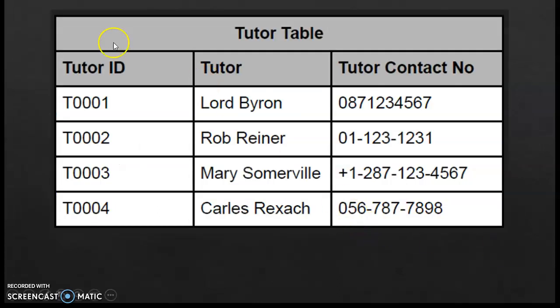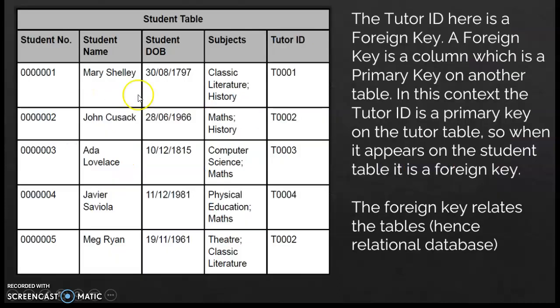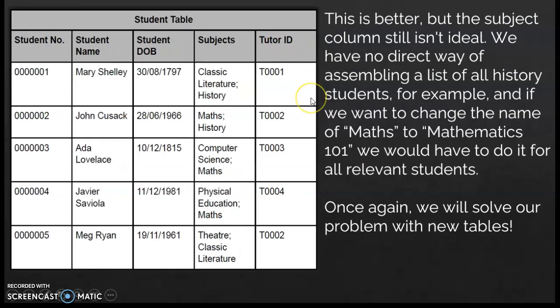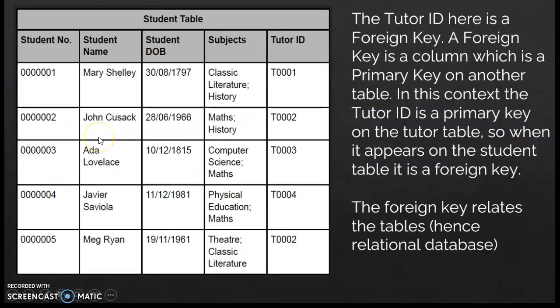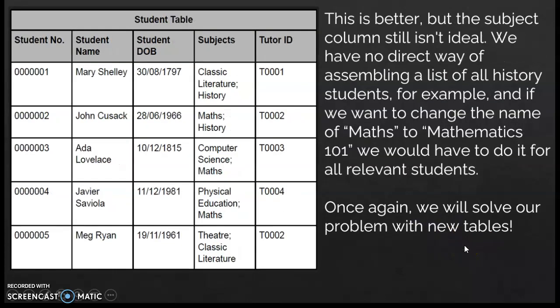So, there it is, tutor ID. It's a primary key here, but it's a foreign key here. So, tutor ID, this is a foreign key, which is a primary key in another table. And the foreign key relates the tables, hence the name relational database.